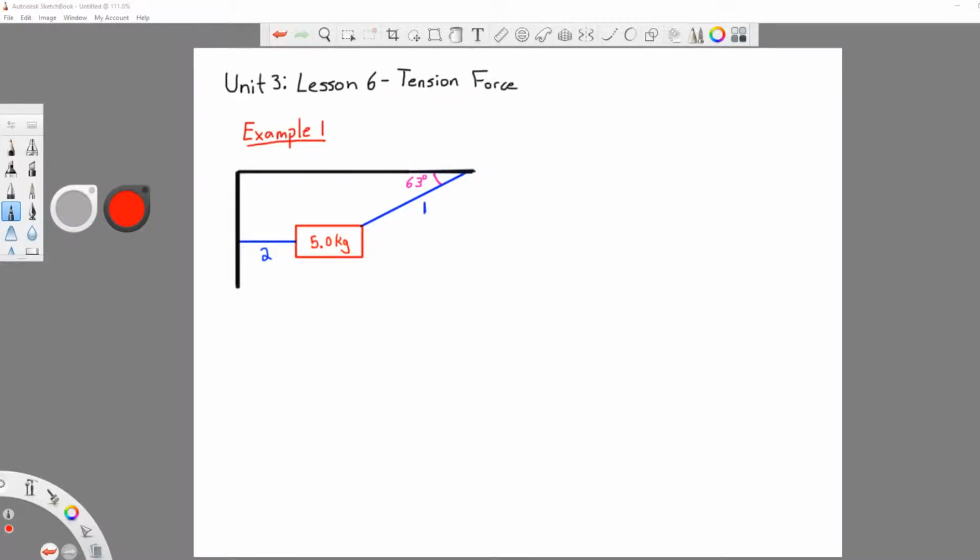Hello and welcome to lesson 6 in unit 3. This lesson's on tension force, and this video is going to contain the first example problem.